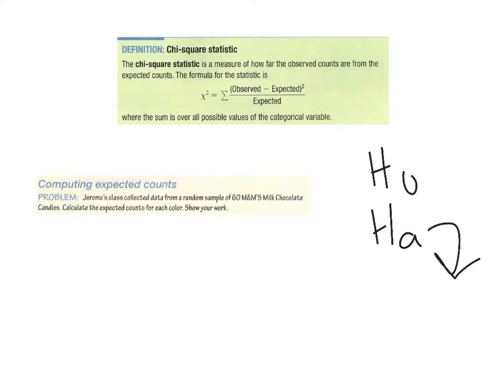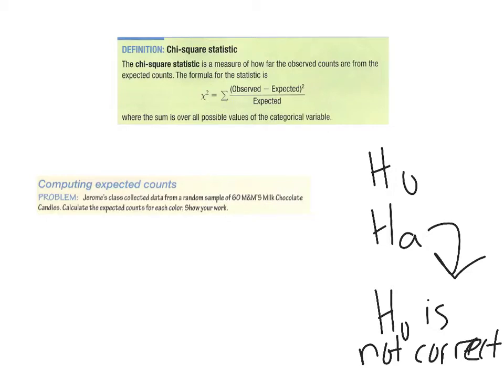But when you're writing your alternative hypothesis, it will always be that the null is not correct. You won't have any of that greater than or less than. It will be that the null is not correct. And of course, it will be in context.